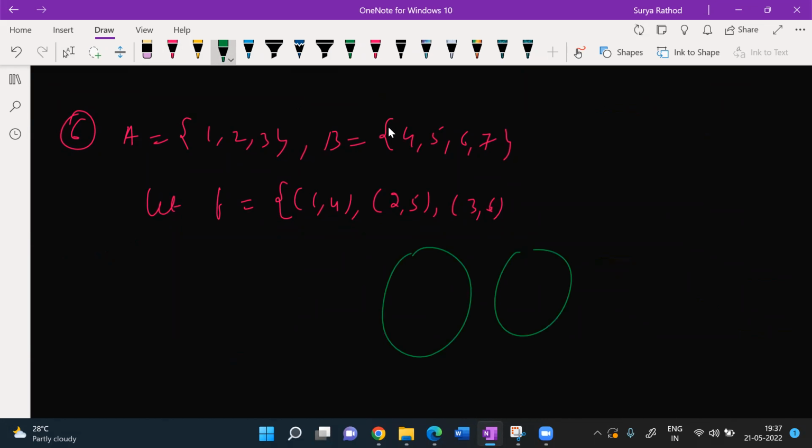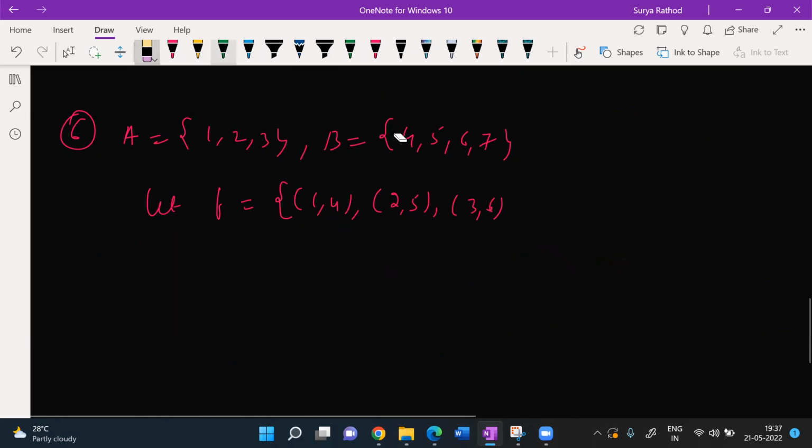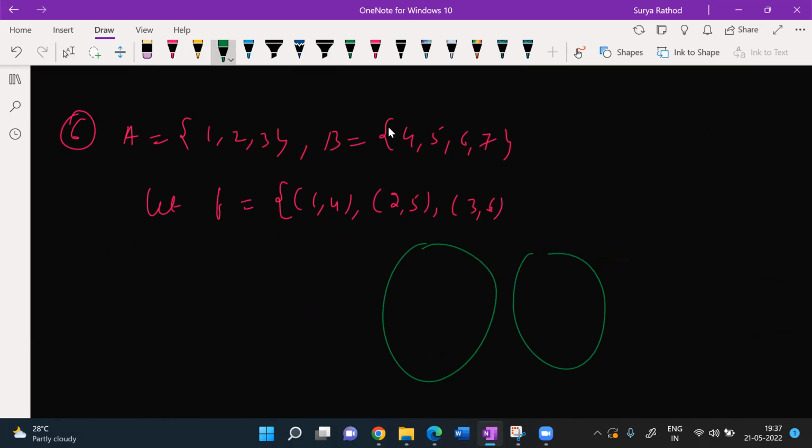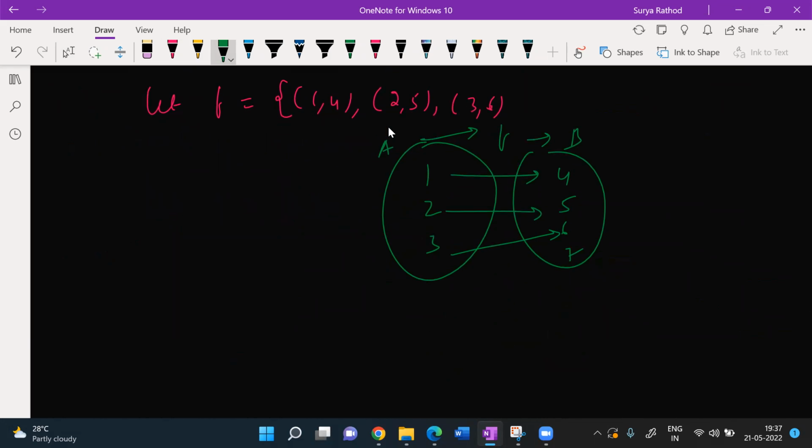Yes, draw the diagram. Guys, a diagram definitely makes you feel better. Let me say this is set A with 1, 2, 3, and this is set B with 4, 5, 6, 7. The function is a mapping from A to B, given that 1 goes to 4, 2 goes to 5, 3 goes to 6. He is asking us to show it is a one-one function.